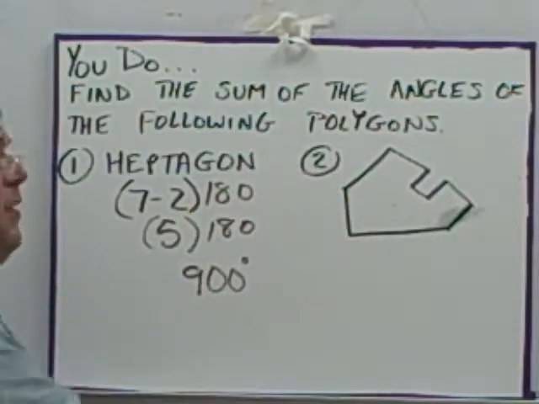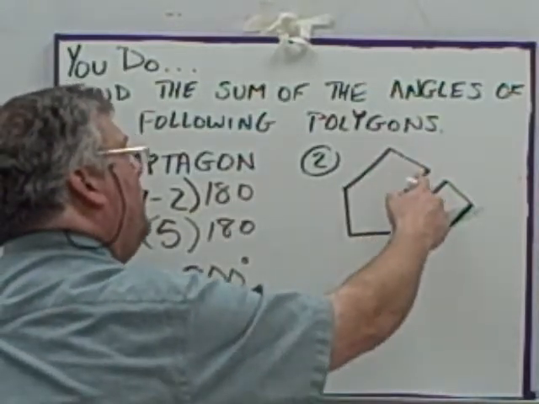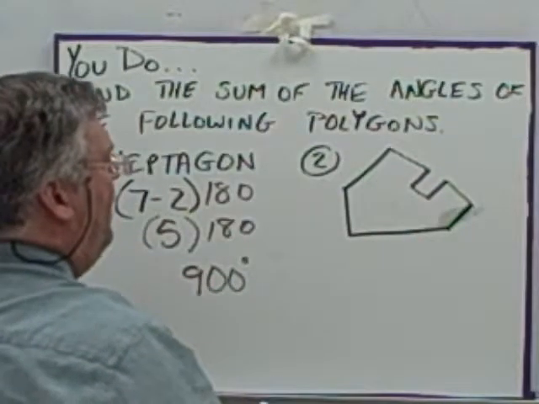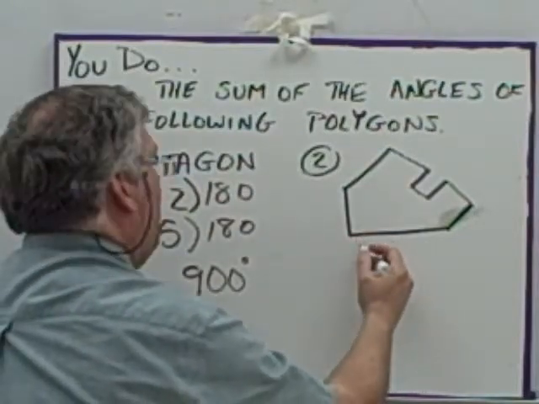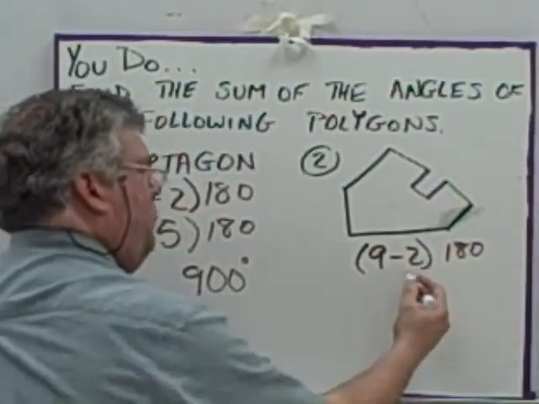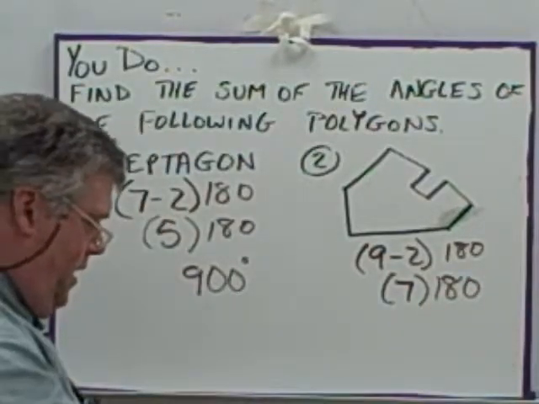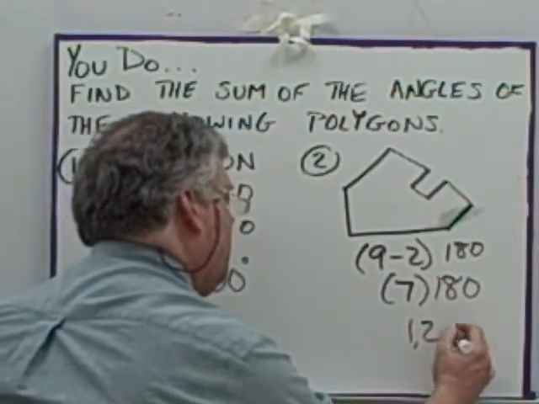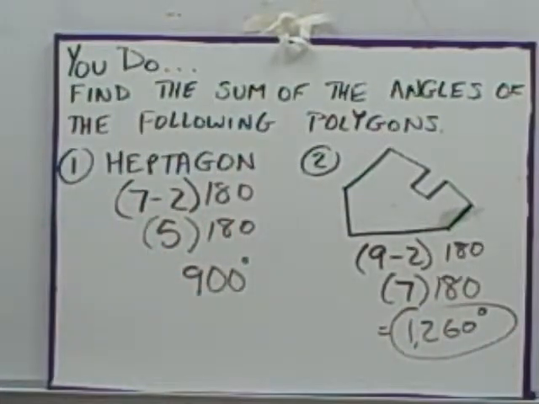For this one, they didn't tell us how many sides, but we can count them: 1, 2, 3, 4, 5, 6, 7, 8, 9. So I have 9 sides on that one, which means I have a nonagon, and that would be (9 minus 2) times 180, which is 7 times 180. And 7 times 180 is going to give me 1,260 degrees. So that is the sum of the angles of that polygon.